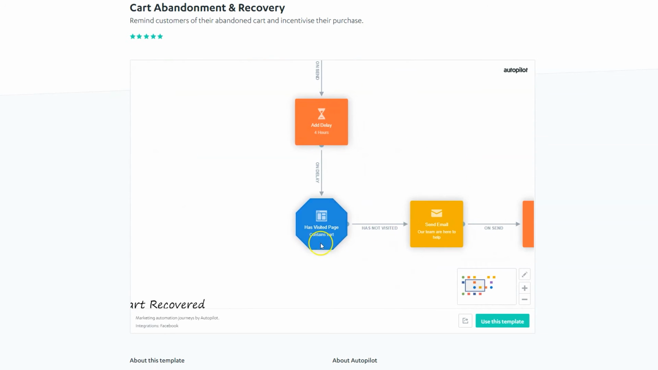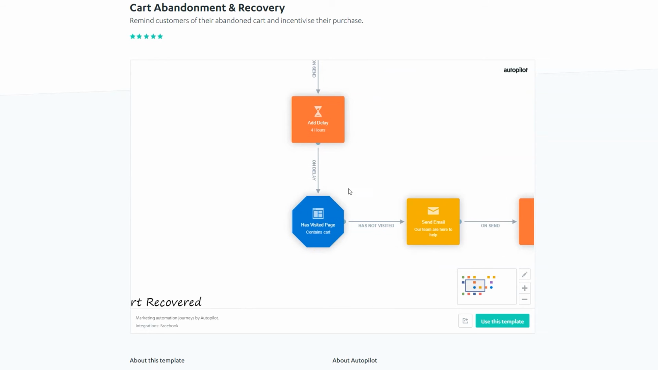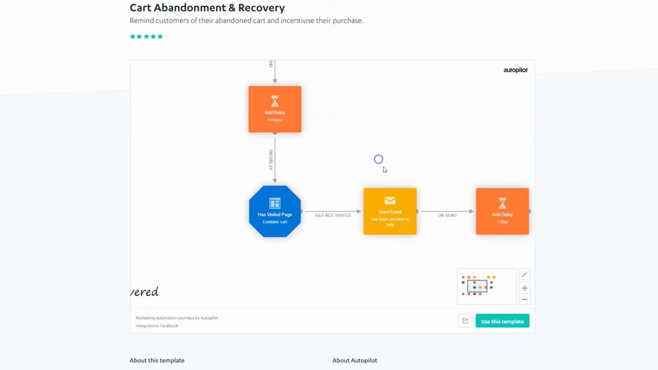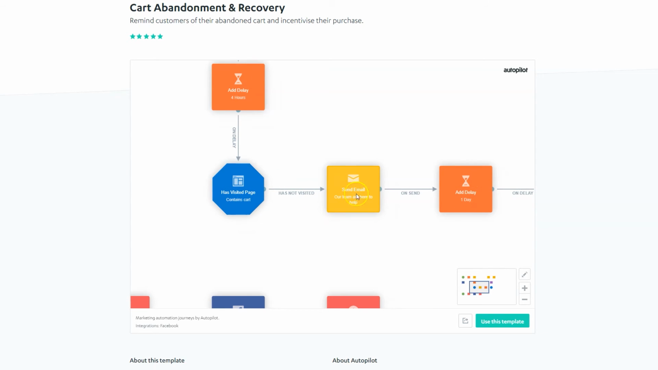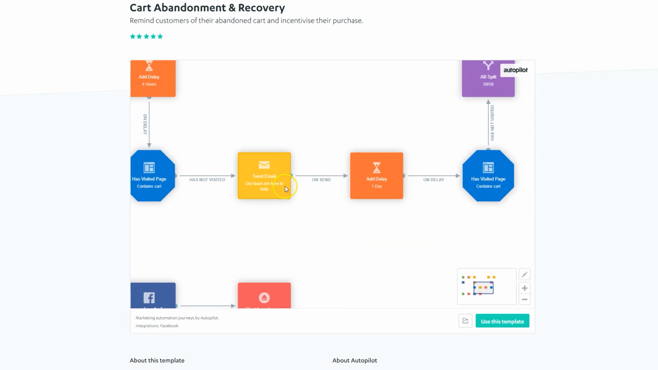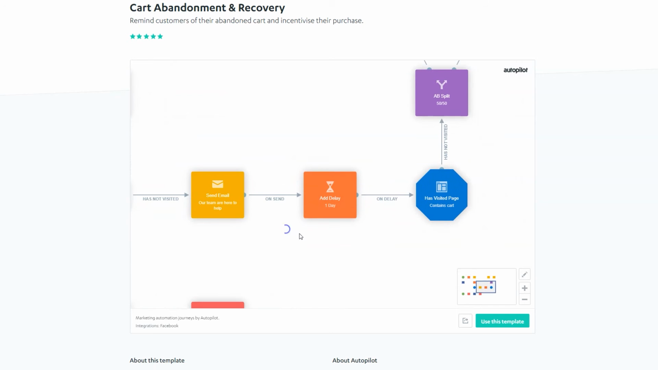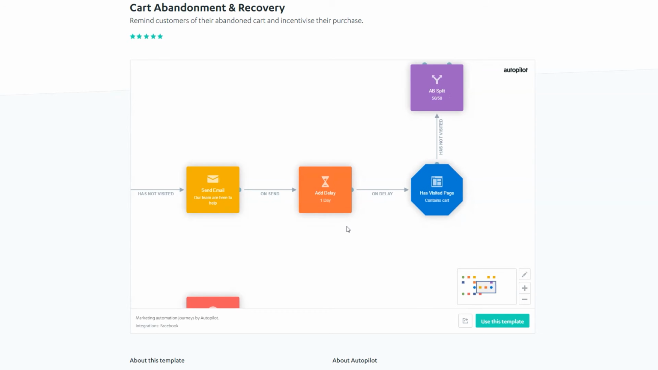And then there's an if here, a condition. Okay, if they visited the cart again, and if they have not visited, then you're sending another email here. Okay. Saying our team are here to help. So basically just continuing to reach out to them and see if they need anything else. See if you can sort of nudge them towards making that purchase.